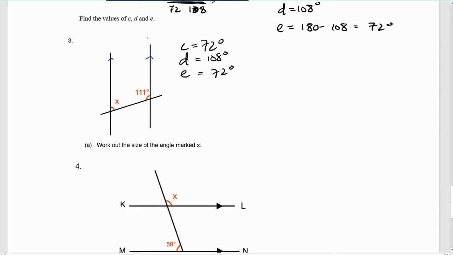Working out the size of the angle marked X, well, this is clearly the arrangement for interior angles, the U from the middle of fun, going with the I from the middle of CIA. We know these two angles must add up to 180 degrees, so X is 180 minus 111, and that gets me 69 degrees.